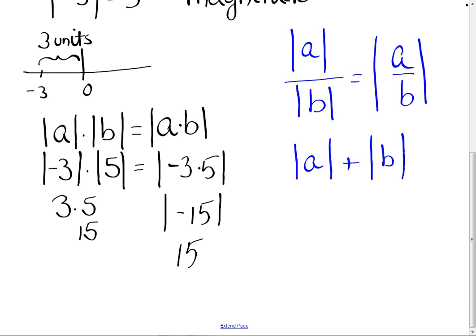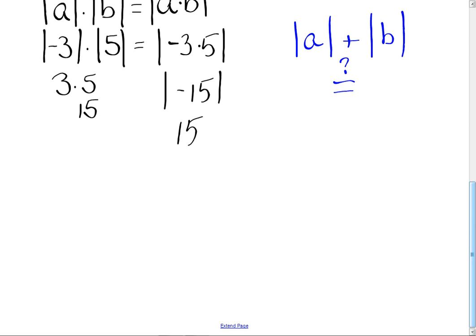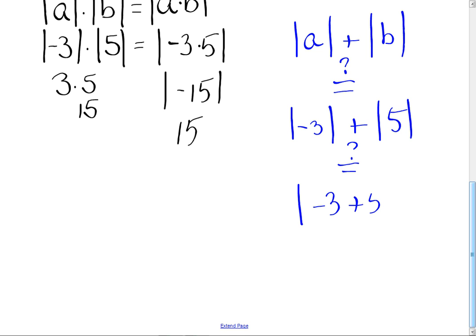Now, for me to be able to do it with addition, it always must be true, no matter what I put in here for A and B. Doesn't matter. So if I let A be negative 3 plus B, which I said was a positive 5, does that make a true statement? Is that equal to the absolute value of negative 3 plus 5? That's 2, right?